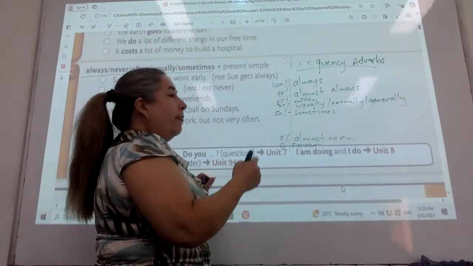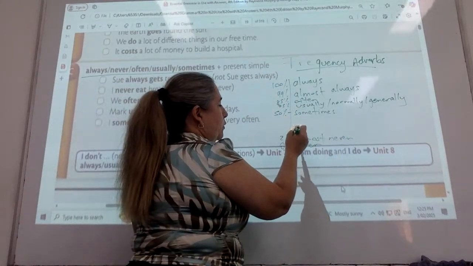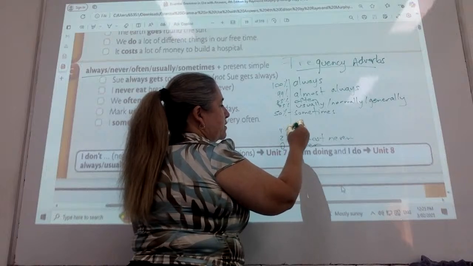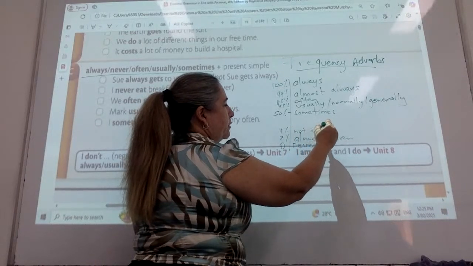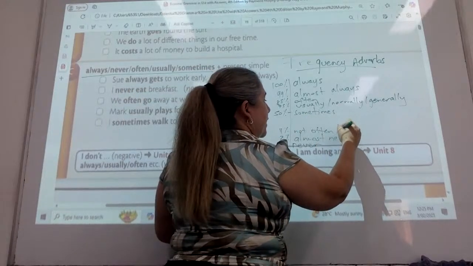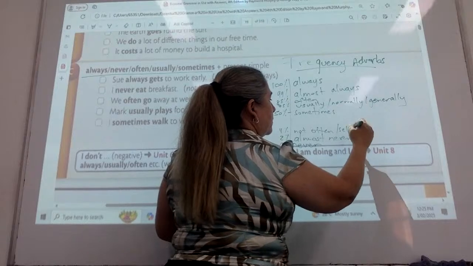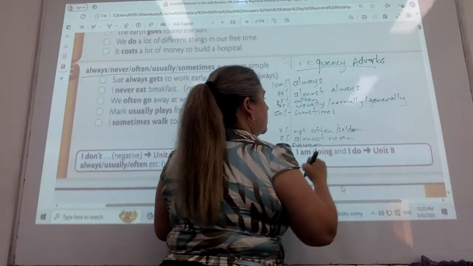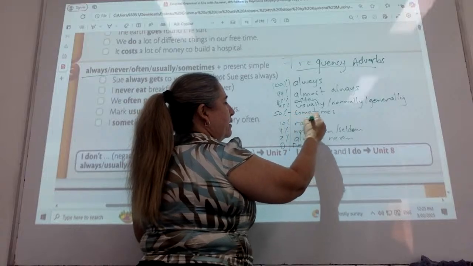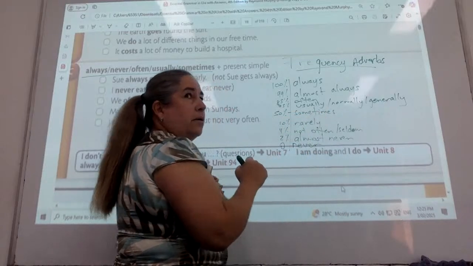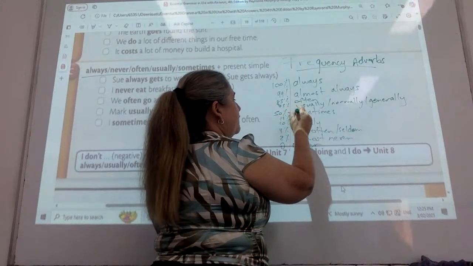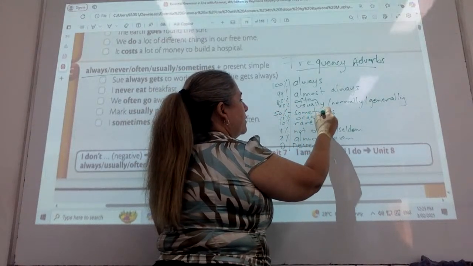Yes? We can also say, for example, here, let's say at 4%, not often. Or, as Kishore was saying, seldom. You can also say, for example, at 10%, rarely. At 15, occasionally.